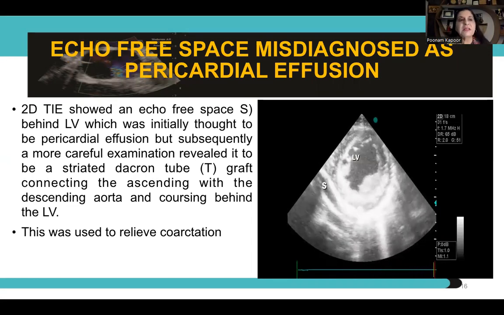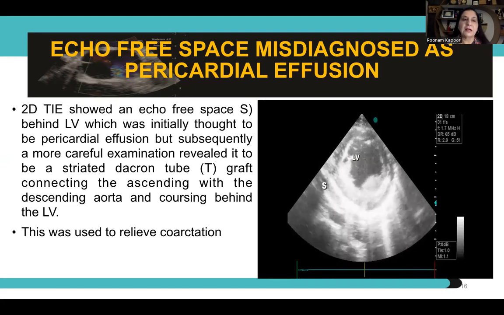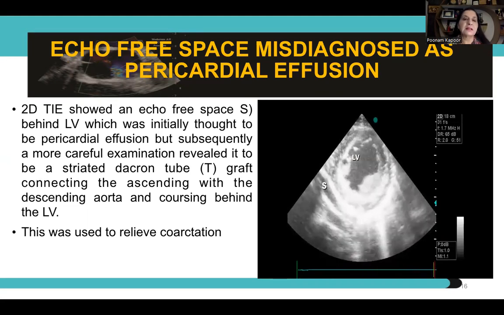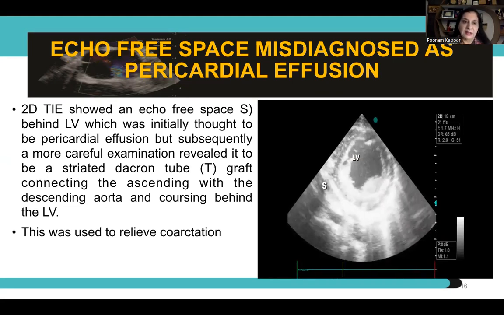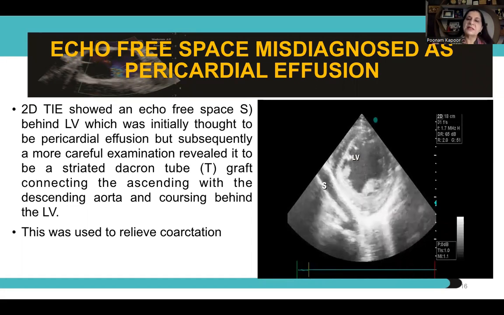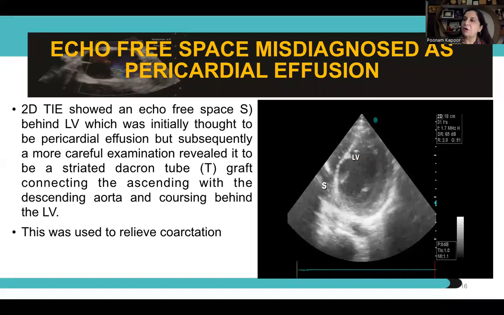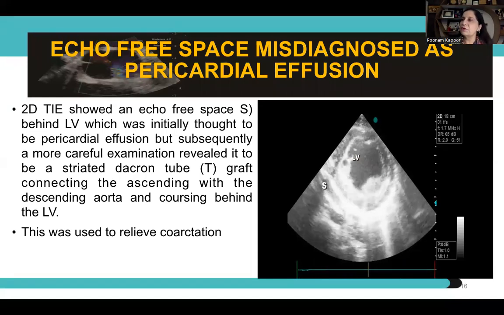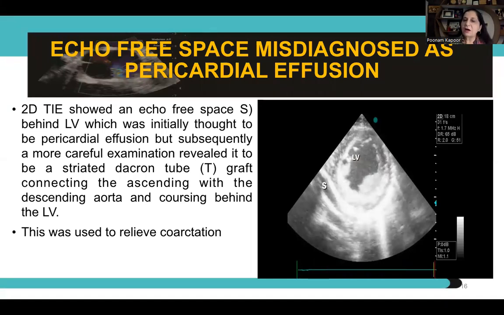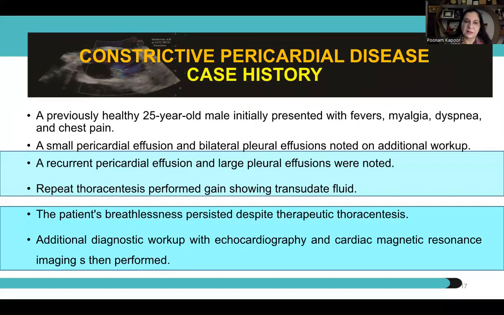Now, this echo-free space, which can mimic the pericardial effusion of acute pericarditis, on careful examination is actually a Dacron tube. And therefore, as I said, this was done earlier. So you should always have a CT with any space which is mimicking or looking like a pericardial effusion collection. And also how to differentiate this pericardial from pleural effusion will come in the subsequent slides.